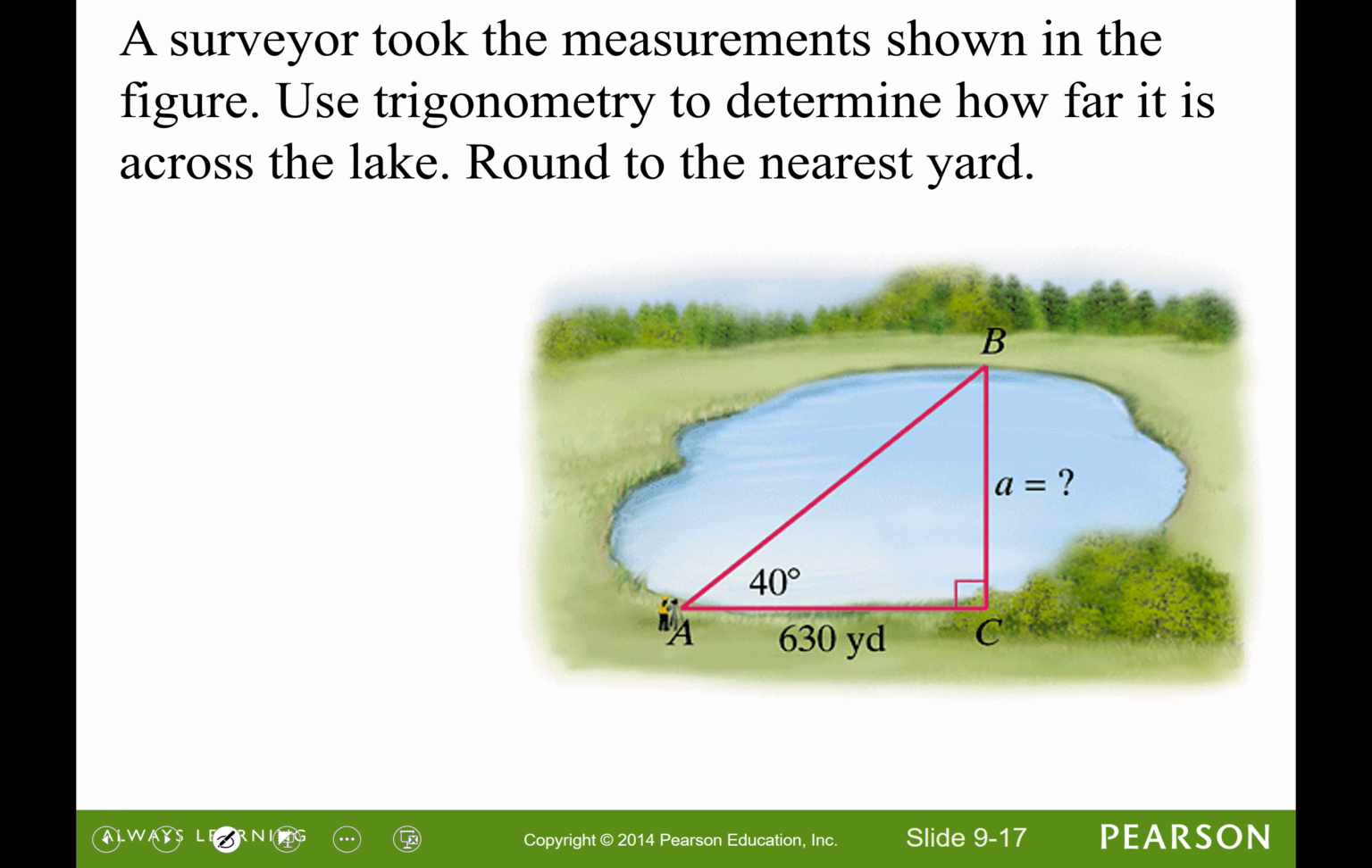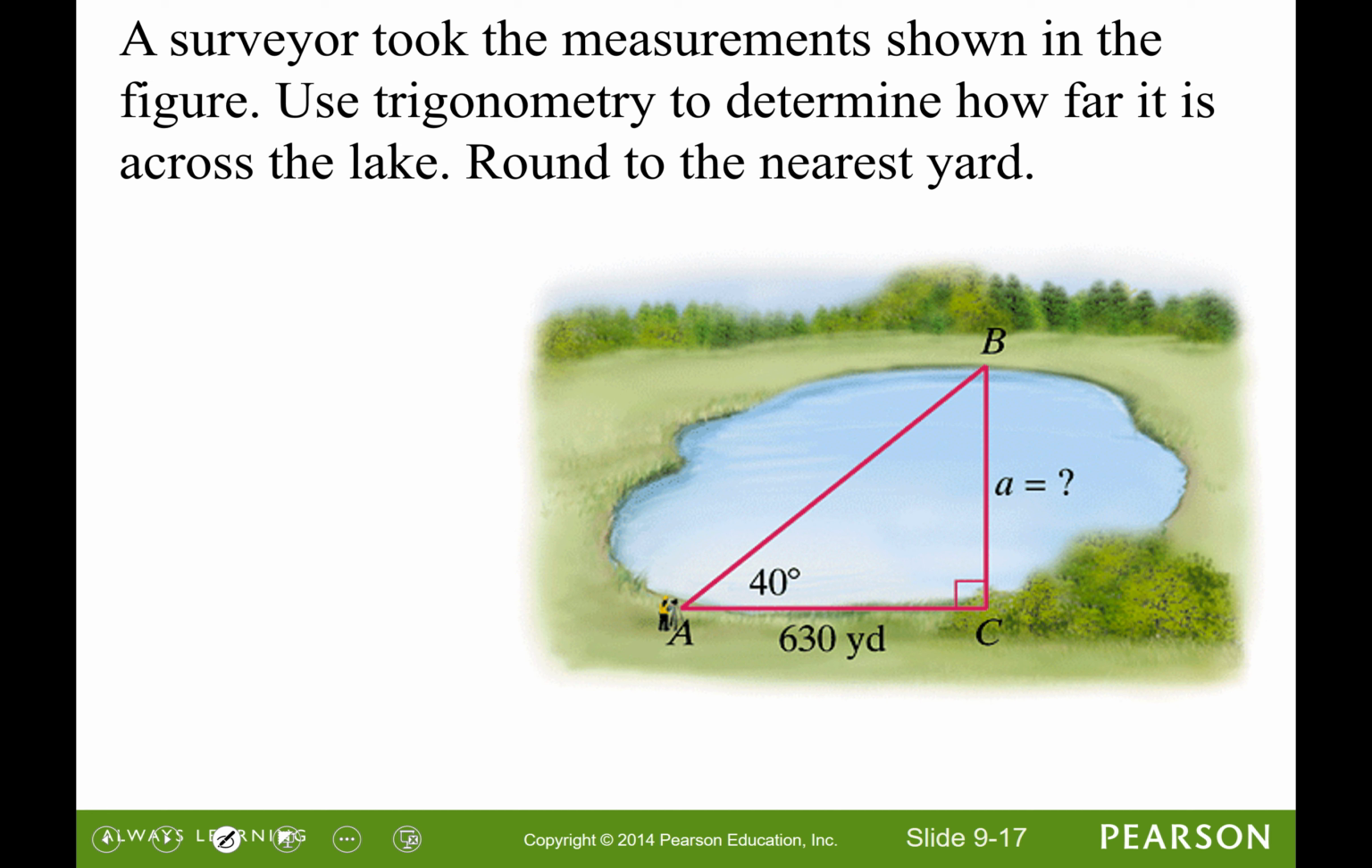I want to start with an example just so you can see how trigonometric ratios are used to find missing parts of a triangle, and then we'll talk about the definition of the trigonometric ratios and break it down. Okay, a surveyor took the measurements shown in the figure and used trigonometry to determine how far it is across the lake, rounded to the nearest yard.